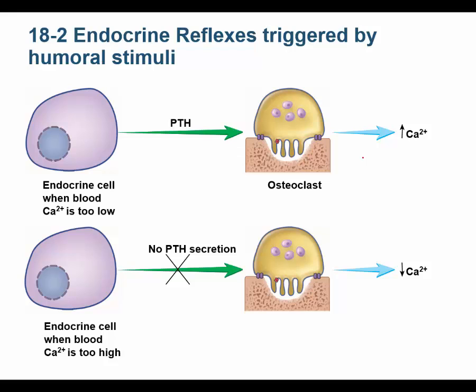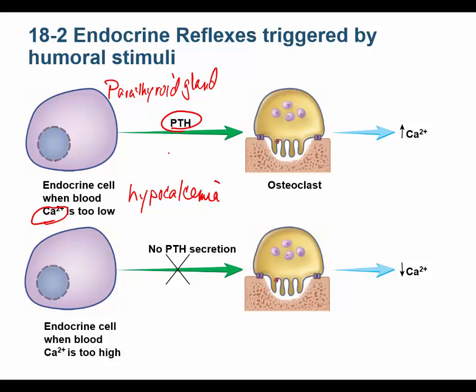The first one is humoral stimuli. This picture's not in your book. But the humoral stimuli is this. What if my calcium is too low? Calcium is this chemical floating around the blood. What if I have hypocalcemia? That's what that would be called. My calcium is too low. Okay, no problem. My endocrine cell from my parathyroid gland, this is my parathyroid gland, detects that calcium is too low. It secretes PTH, parathyroid hormone, which turns on osteoclasts, which digest bone, which increases blood calcium.